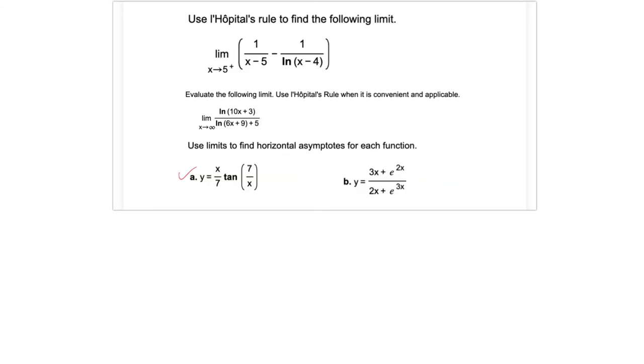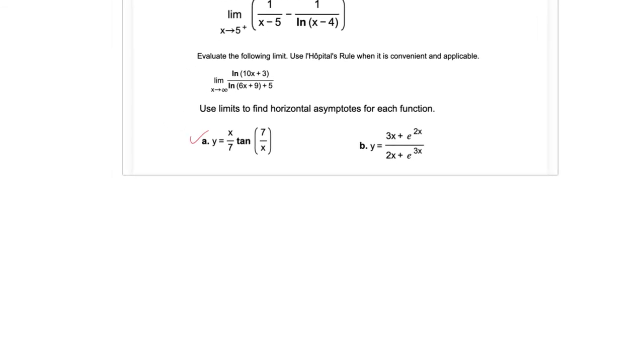So if we want to find the horizontal asymptotes of this and that, well, we're just going to focus on this one for now. That's essentially saying, what's the limit of this as x approaches infinity, all right? That would tell you where the horizontal asymptote is, okay? So, well, let's see. We have a situation here where, first of all, we just write it, right? X approaches infinity. Then we have x over 7 times tan of 7 over x.